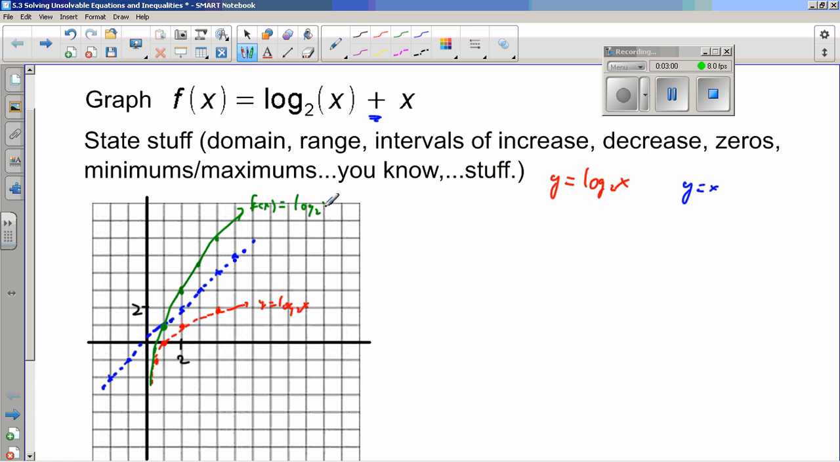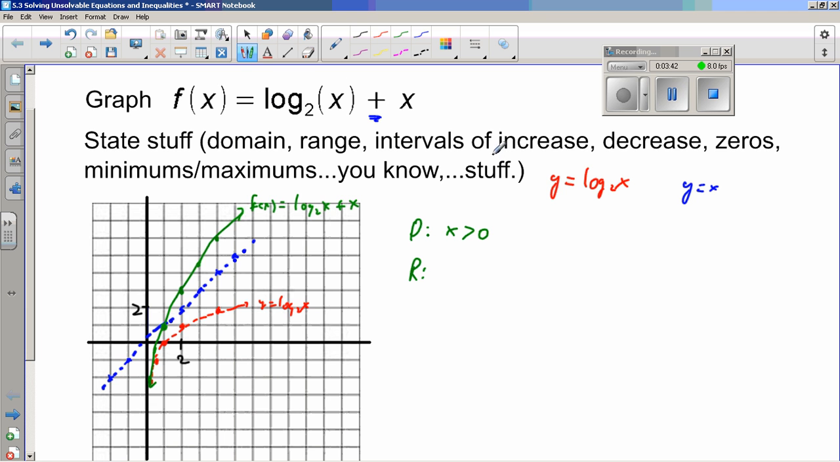Also, it asked me to state some stuff. Well, what sorts of stuff would you like me to state? The domain. We talked in some detail in the last couple of days about when I have two functions, what's the domain and what's the range? Well, the domain, remember, is you have to be defined in both. And I can see from the graph, this green graph is defined only for x greater than 0. Notice this domain was x is greater than 0. This is all real numbers, but when I want to find what values are in both, this is the winner right here.